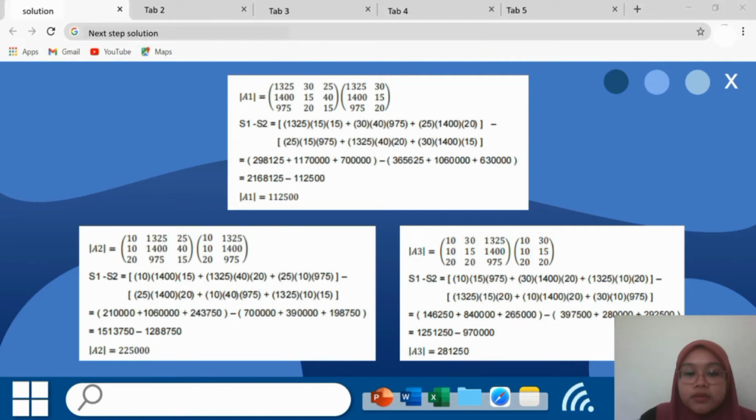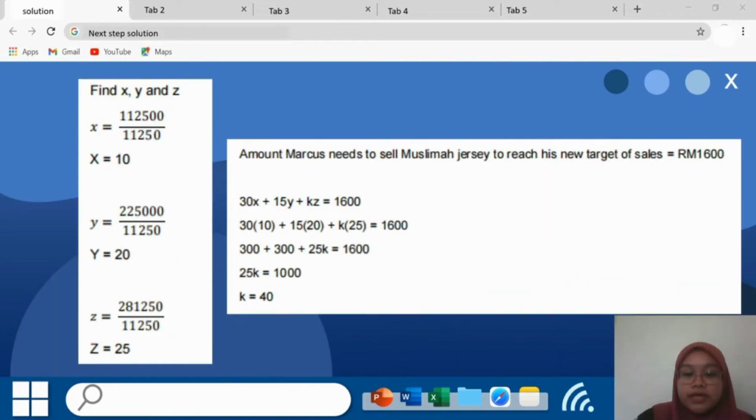Other than that, we also need to find the determinant of A1, determinant of A2, and determinant of A3. Determinant of A1, we got 112,500. And then A2 we got 225,000, and then determinant of A3 we got 281,250. From the previous solution, we can let determinant of A equal to X, determinant of A2 equal to Y, and then determinant of A3 equal to Z.